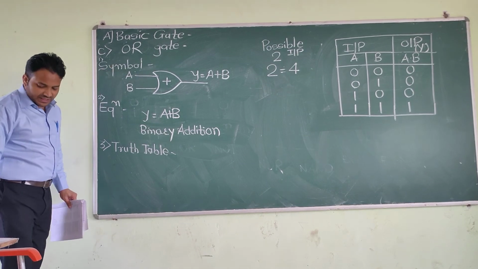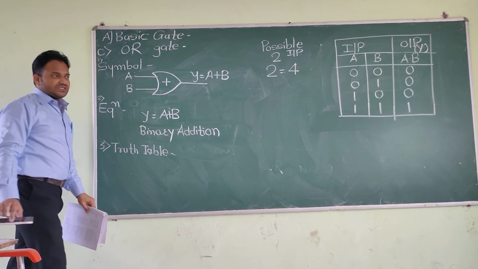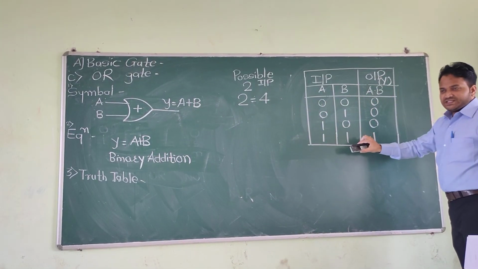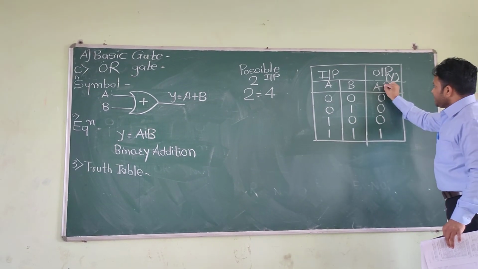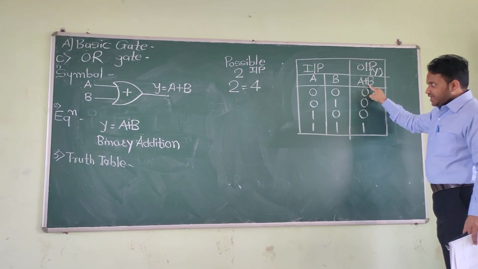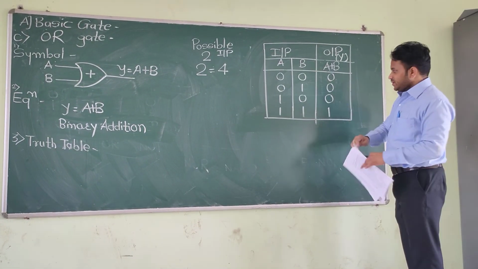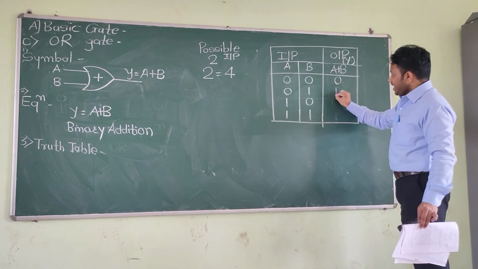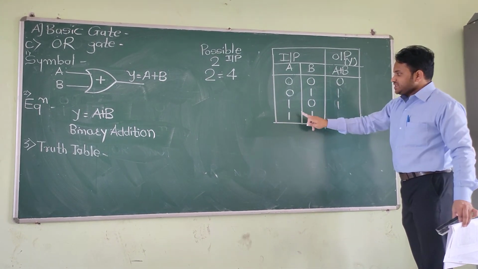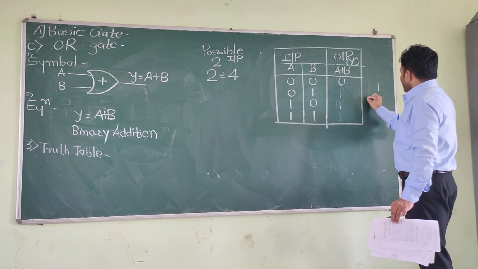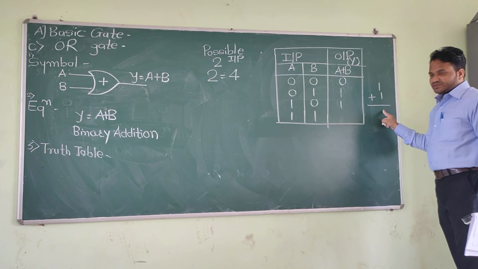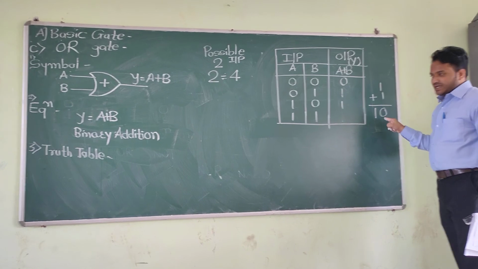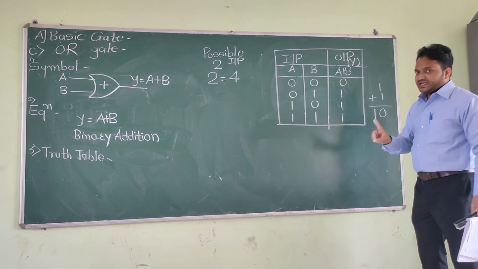Now see its truth table. Here we have shown 2 inputs, so possible combinations are again 4. So our input table will remain as it is, only the output column will change. Here A plus B, so 0 plus 0 will be 0. What is the value of 0 plus 1? It is 1. 1 plus 0 again 1. Now what is the value of 1 plus 1? We know in binary 1 plus 1 will be 1 0, carry 1. Its actual output is like this, but here we represent it by the carry 1.